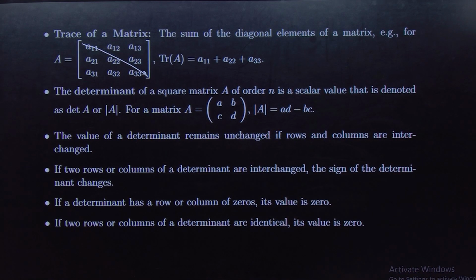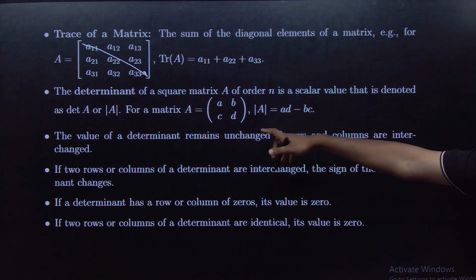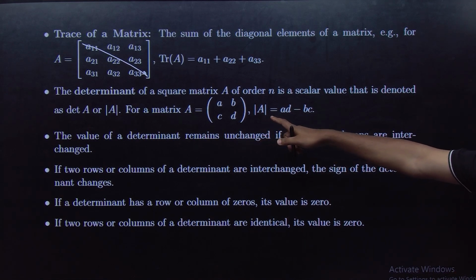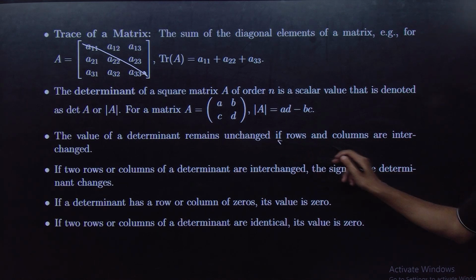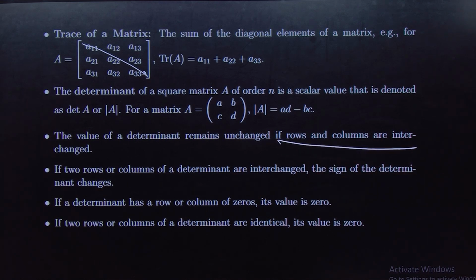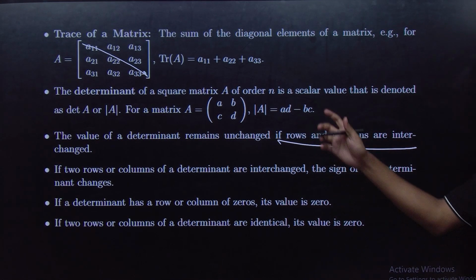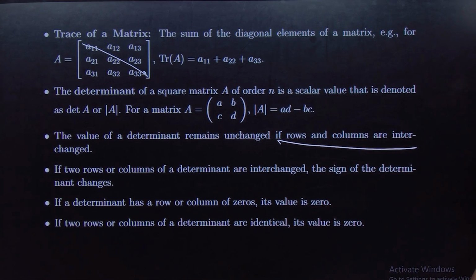Determinant of a square matrix of order n is a scalar value. For a 2 cross 2 matrix, it's basically ad minus bc, right? Okay. The value of the determinant remains unchanged if the rows and columns are interchanged. If rows and columns are both interchanged, then the value of the determinant doesn't change. But if you only interchange the rows, then you need to take the negative of the value of the determinant, right?